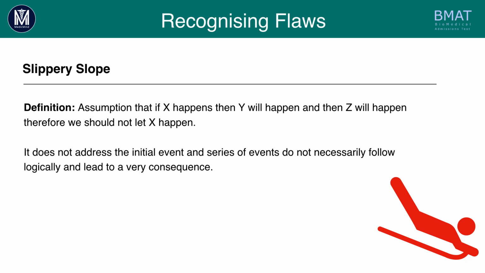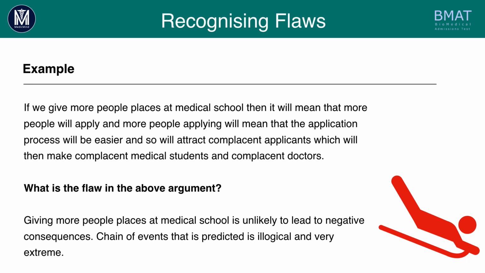Next, we have slippery slope. So, this is the assumption that if X happens, then Y will happen, and then Z will happen. Therefore, we should not let X happen. It's literally a slippery slope. As soon as one thing starts, this thing will start, this thing will start, this thing will start. And it's often very, very far-fetched. It doesn't address the actual initial event, and the series of consequences do not necessarily follow logically and lead to that very consequence. So an example here.